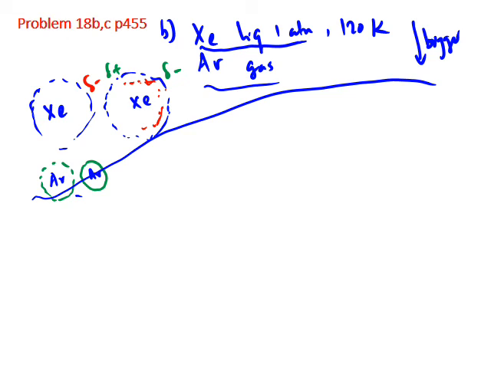Now we're going to do 18C. Again, it's a similar problem. Account for the difference. In the case of krypton, the molecular weight is given as 84. The boiling point is 120.9 Kelvin.